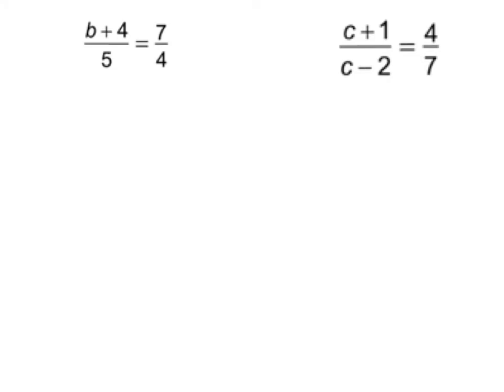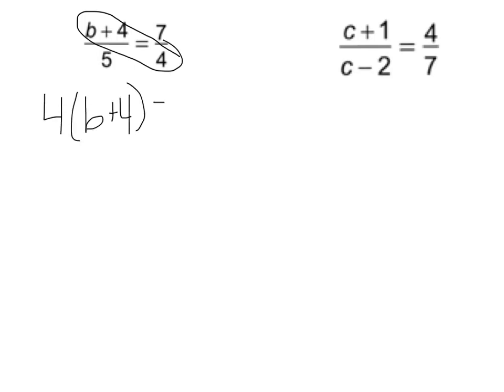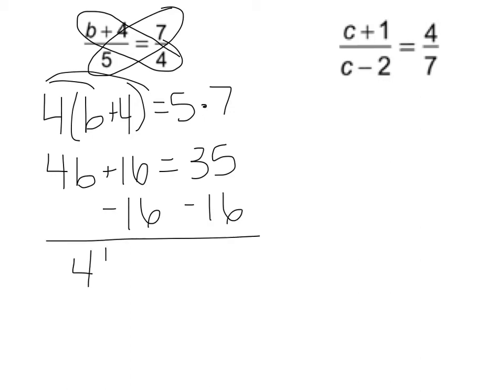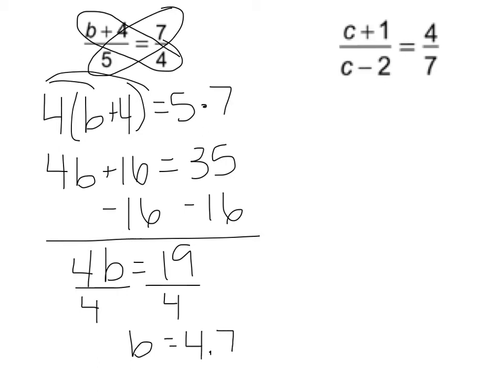Alright, 2 more problems. We're going to multiply 4 times the quantity of b plus 4 and set it equal to 5 times 7. When I distribute here, I get 4b plus 16 equals 35. Now you have a 2-step equation, so subtract 16. You get 4b equals 19. Divide by 4. You get b equals 4.75.